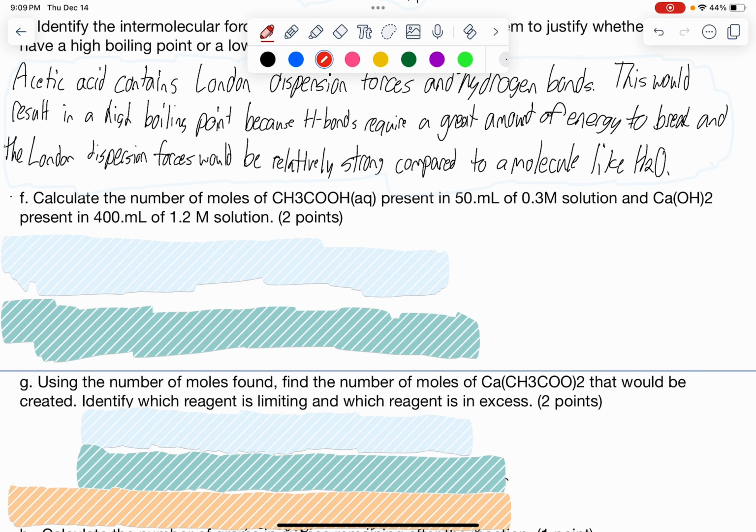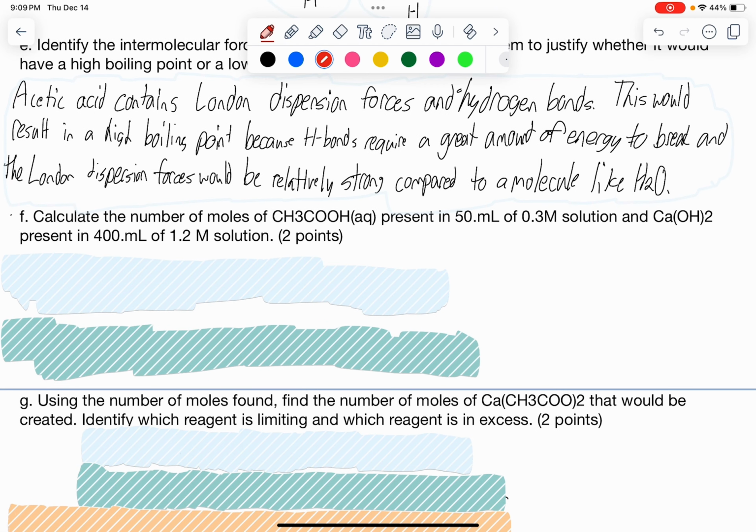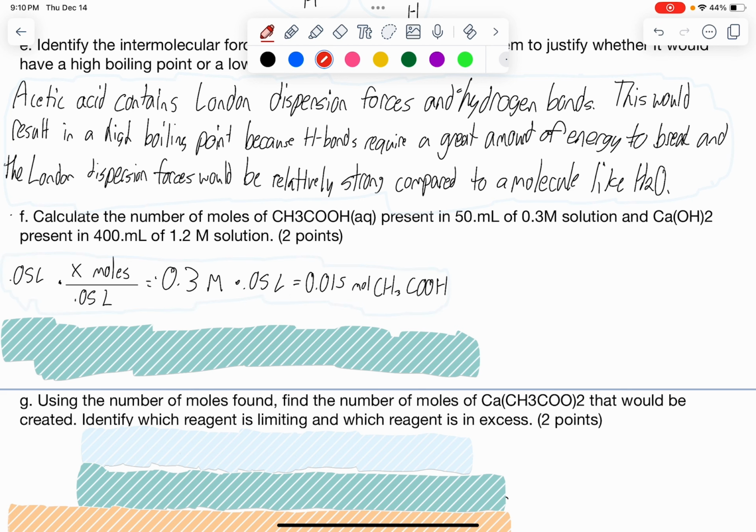So then in part F, we are introducing some stoichiometry. This is assuming the acetic acid is present in 50 milliliters of a 0.3 molar solution, and the calcium hydroxide exists in 400 milliliters of a 1.2 molar solution. So the first step would be to calculate how many moles are present using the formula to find molarity, which is moles of solute over liters of solution equals molar. So this is what it'd be like for acetic acid.